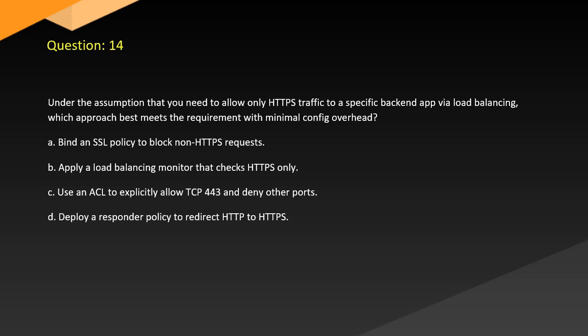Question 14. Under the assumption that you need to allow only HTTPS traffic to a specific backend app via load balancing, which approach best meets the requirement with minimal config overhead? A. Bind an SSL policy to block non-HTTPS requests. B. Apply a load balancing monitor that checks it easily. C. Use an ACL to explicitly allow TCP 443 and deny other ports. D. Deploy a responder policy to redirect to HTTPS.